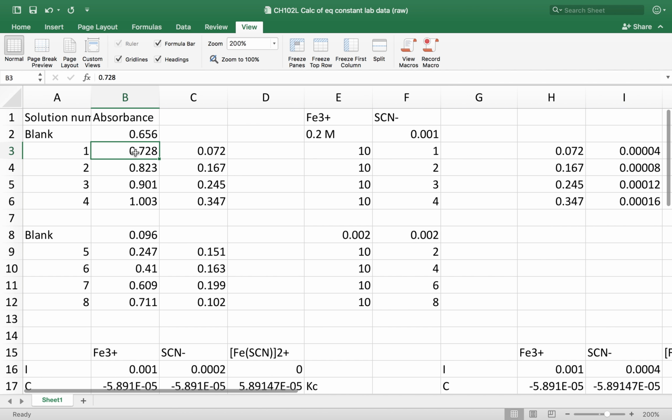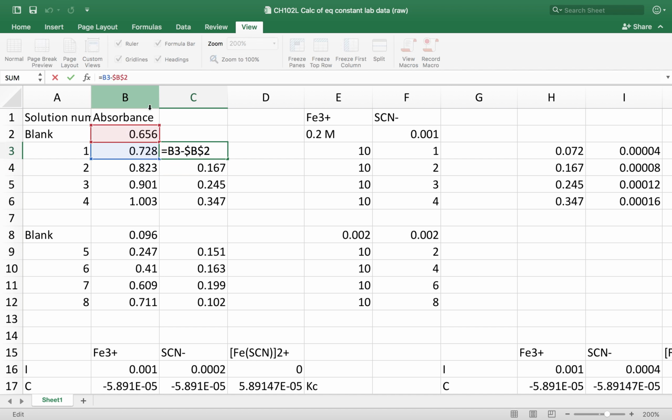Over here, this was the measured absorbance, but we had a blank, and so we needed to actually subtract the blank from the measured absorbance. So this is the adjusted absorbance. If you look at the formula bar again, what I have set here is that we take this number and we subtract this number. And that gives me the 0.072.